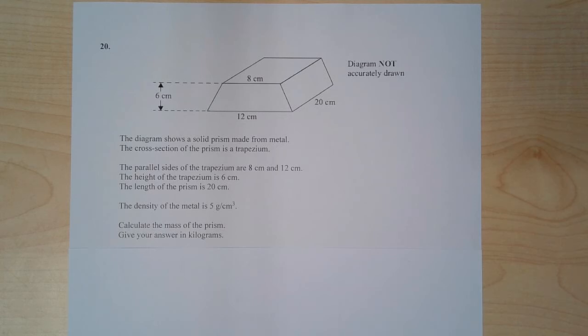Question 20 says the diagram shows a solid prism made from metal. The cross section of the prism is a trapezium, and you're given the measurements of this prism. And then you're also told the density of the metal is 5 grams per cubic centimetre. And I want you to calculate the mass of this prism.